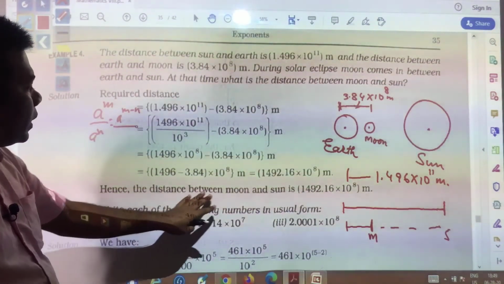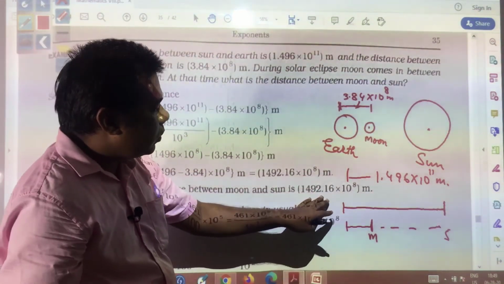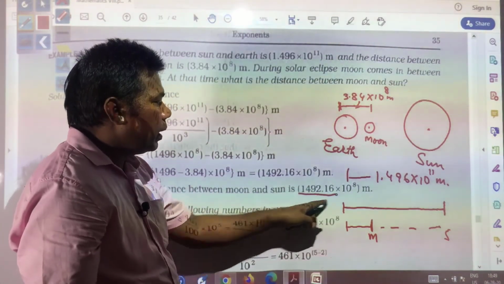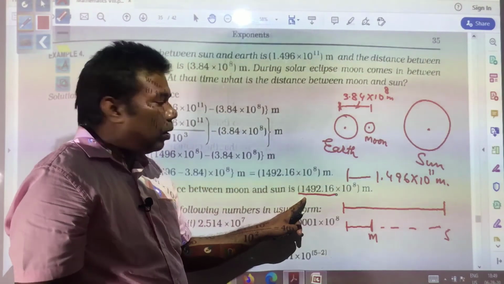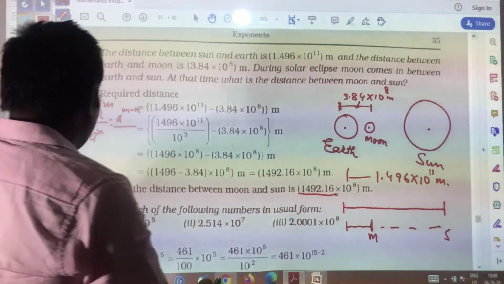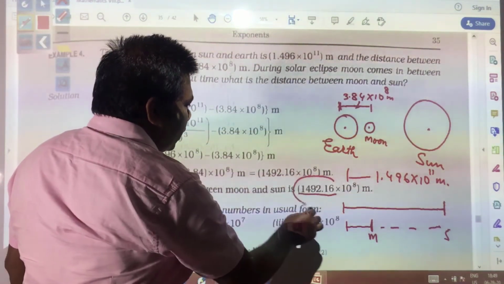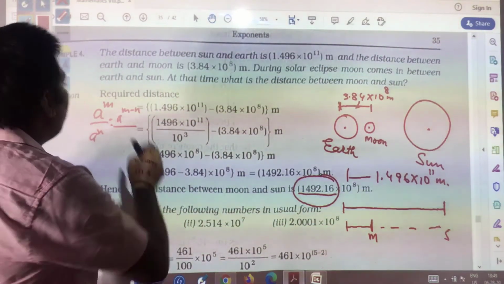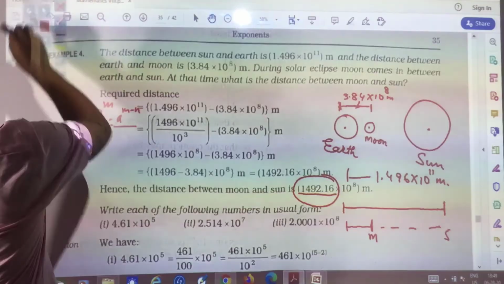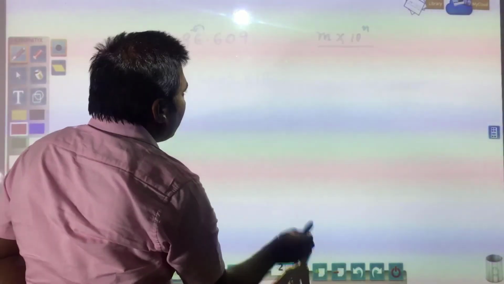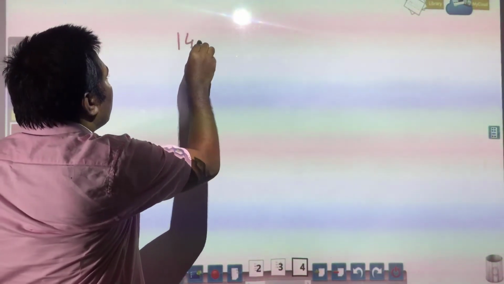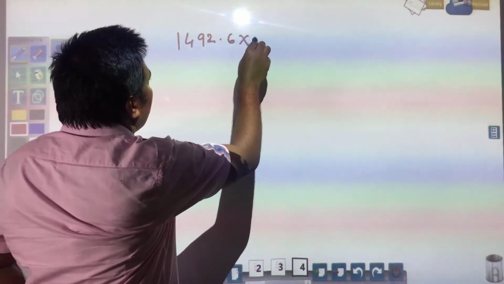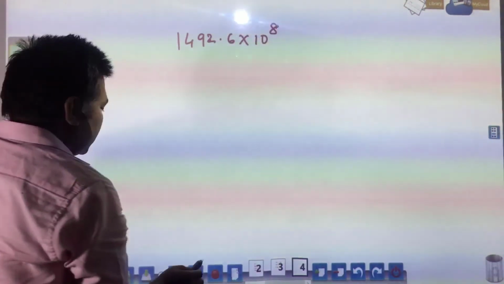So, hence the distance between moon and sun is this number, but it will be better if it is written in standard form. So, this answer that has been given, I think it needs to be written in standard form. So, 1492.16 into 10 to the power 8.